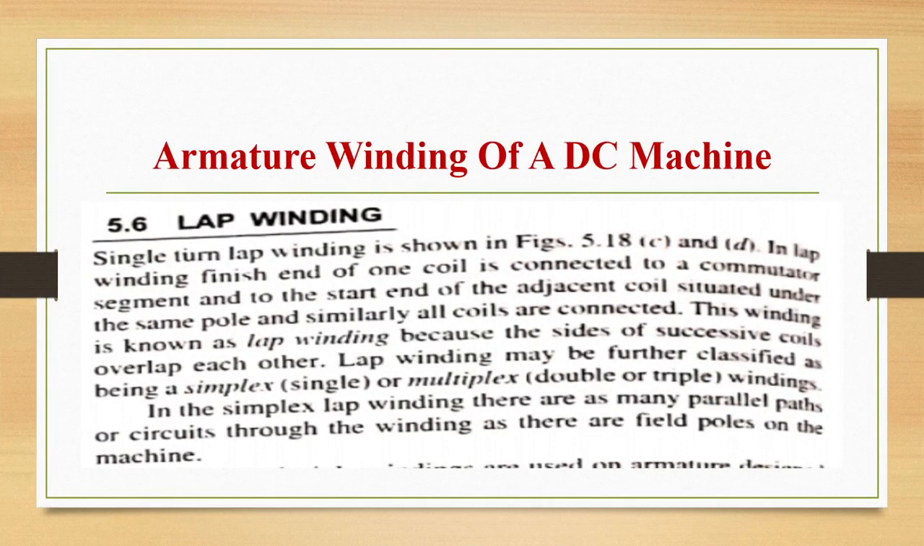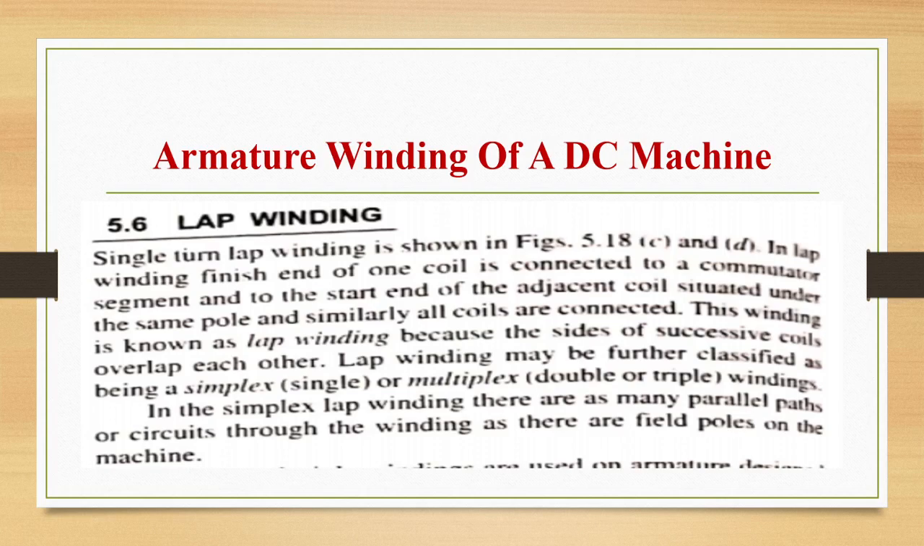Lap winding. Single turn lap winding: the finish end of one coil is connected to a commutator segment and to the start end of the adjacent coil situated under the same pole, and similarly all coils are connected. And this winding is called lap winding because sides of successive coils overlap each other. Lap winding may be further classified as simplex or multiplex windings.